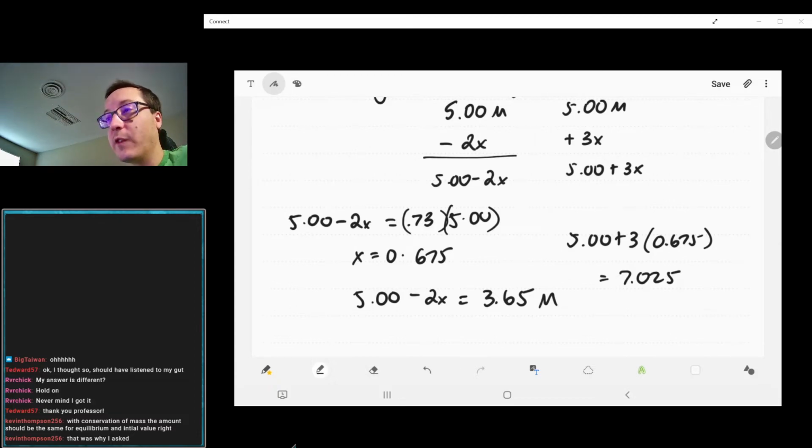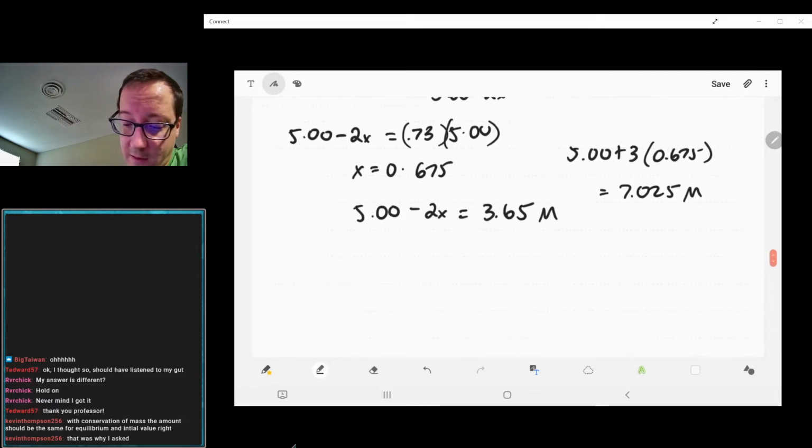Just kind of ignoring sig figs for right now. We'll keep in mind that actually I think we just have one sig fig for all this stuff because they only gave 5 in the question, which is awful. But whatever. Okay, that's molar.